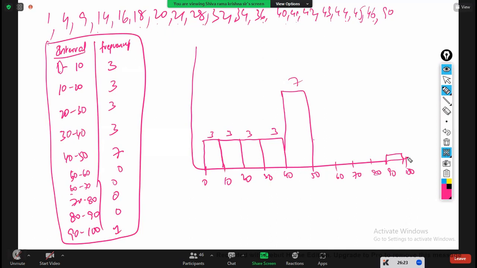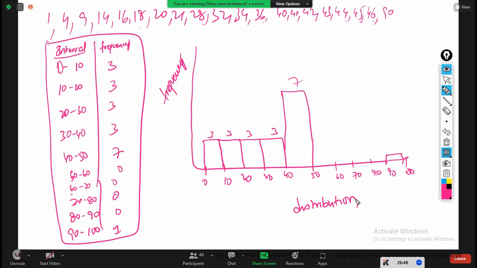This is the plot. This is called a frequency distribution. This is the frequency and this is the distribution, so this is called a frequency distribution. Is that clear? For this data set, this is the frequency distribution. This is called the frequency distribution of a continuous variable.